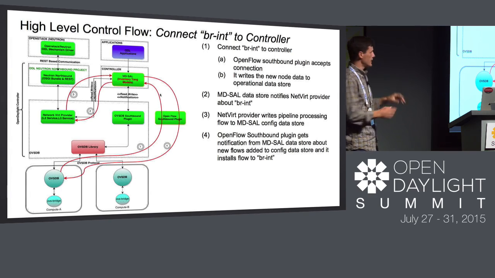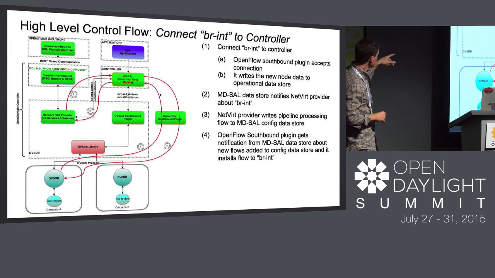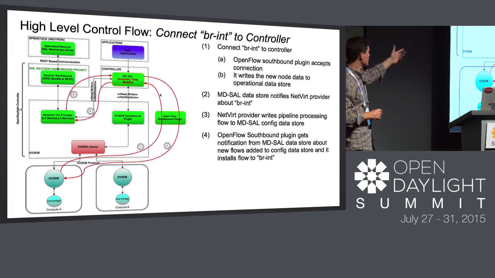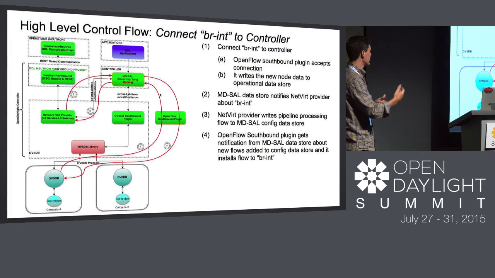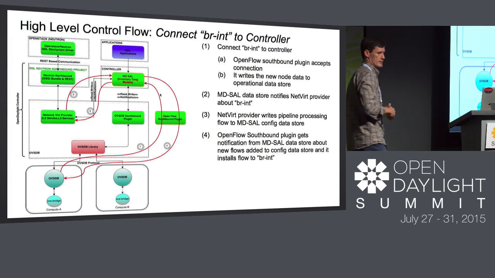Now I've got a bridge, and now we go back to that pipeline that we showed earlier. And NetVirt, and that's step 3, will go through to program flows, that whole set of pipeline flows. It writes that in MD-SAL, OpenFlow southbound plugin. It gets that data change notification that these flows need to be programmed. And then step 4, it pushes them out to the bridge to program those flows.